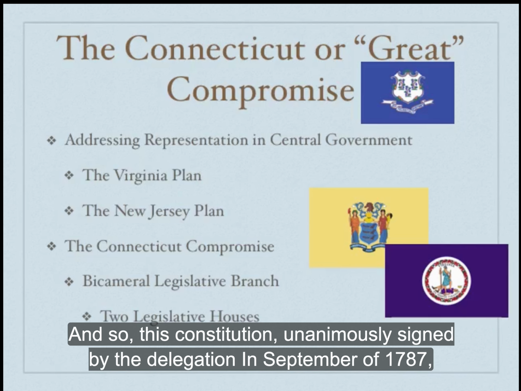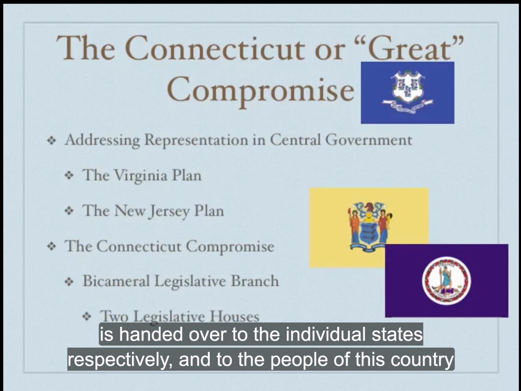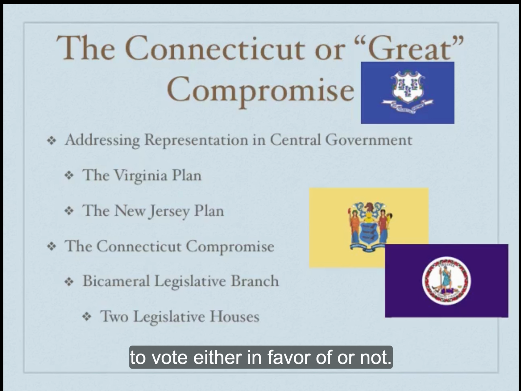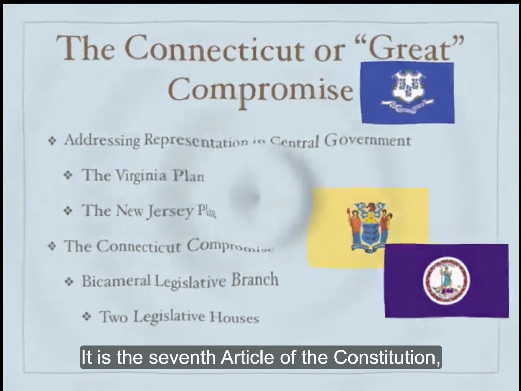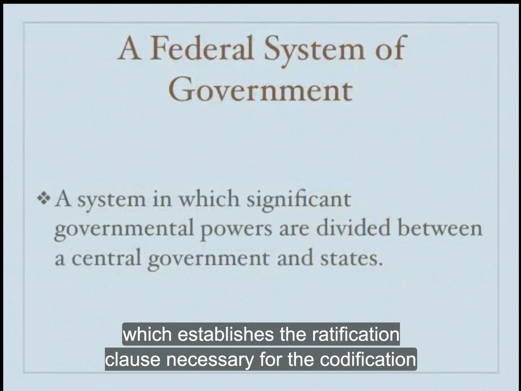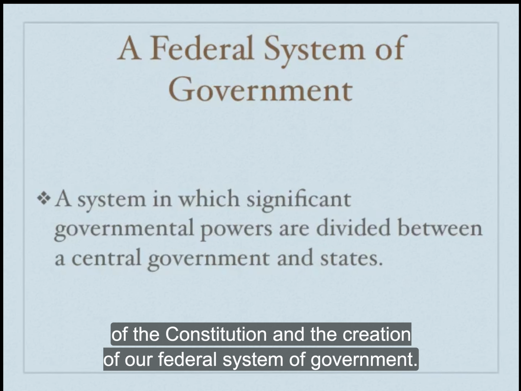And so, this Constitution, unanimously signed by the delegation in September of 1787, is handed over to the individual states respectively and to the people of this country to vote either in favor of or not. It is the 7th article of the Constitution which establishes the ratification clause necessary for the codification of the Constitution and the creation of our federal system of government.